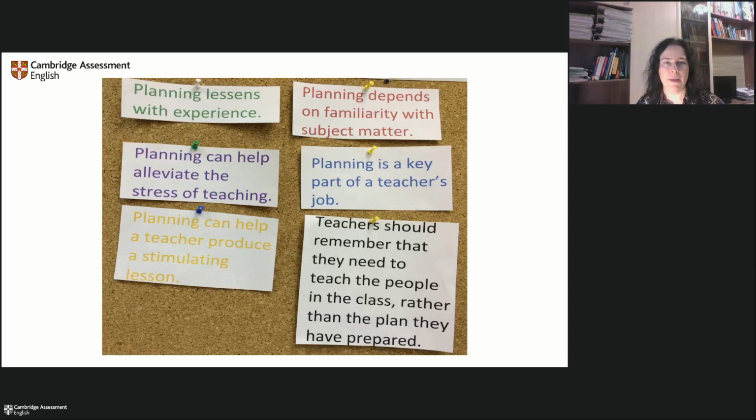For example, the one that I really like: planning can help a teacher produce a stimulating lesson. I really like this one. Whatever the lesson is, it's not only about being creative, but also considering what your students find appealing, and changing some of the things, playing with different materials, different types of tools that you can use to meet their needs.